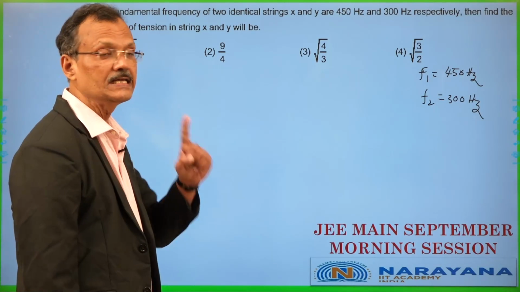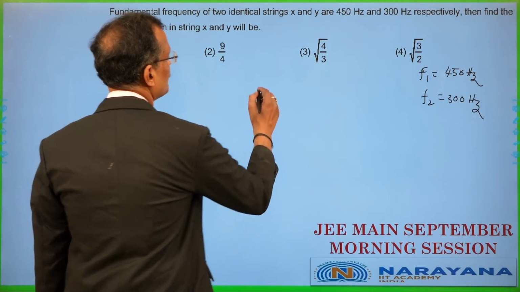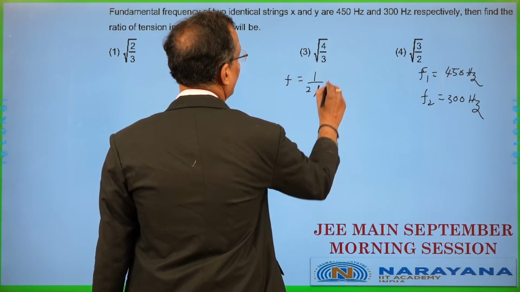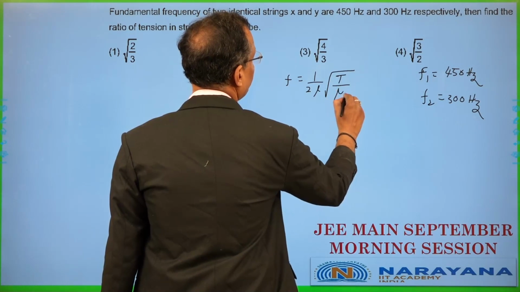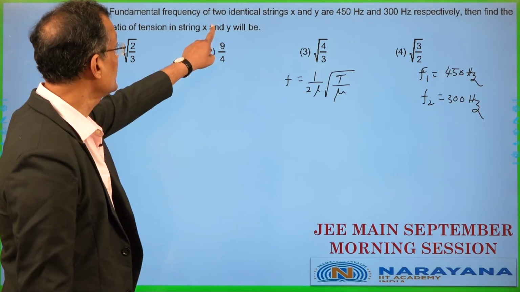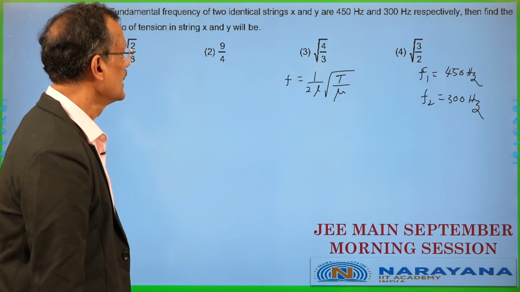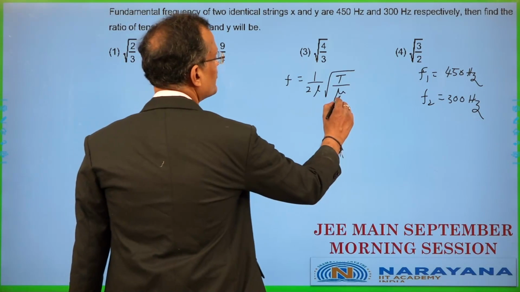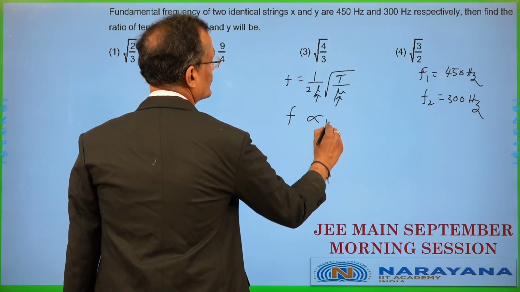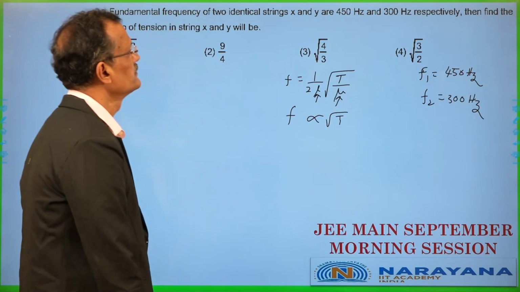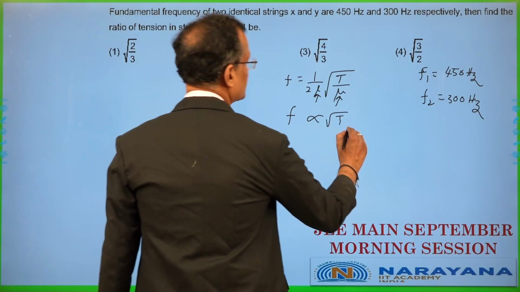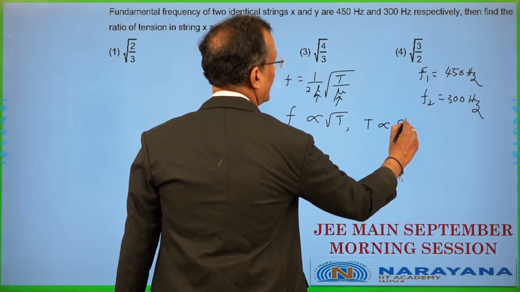They are identical strings, you remember. Fundamental frequency F, you know, 1 by 2L under root T by mu. Clear? Now, they are telling you they are identical strings. If they are identical strings, it means mu is same, L is same, F will be proportional to root T. Clear? Ratio of tension they are asking me. It means that my T is proportional to F squared.